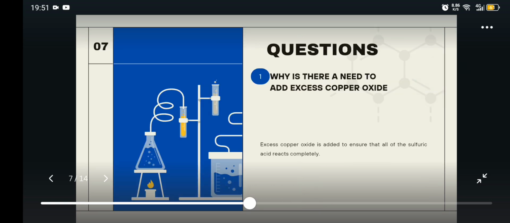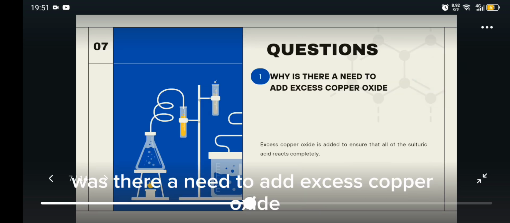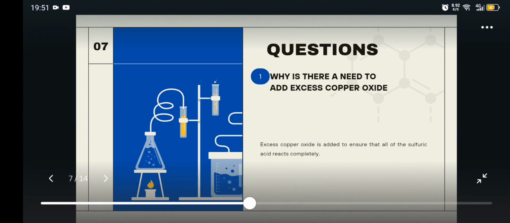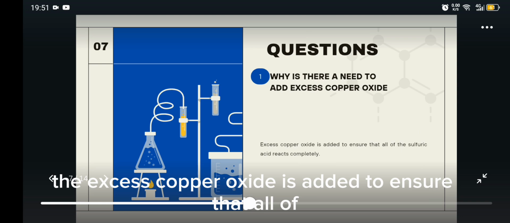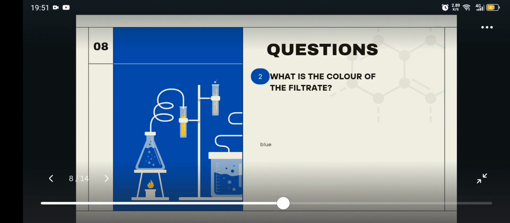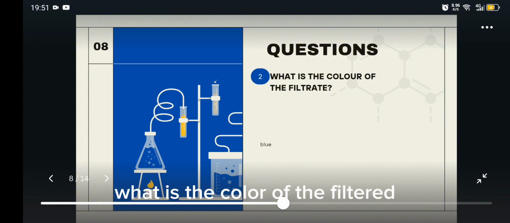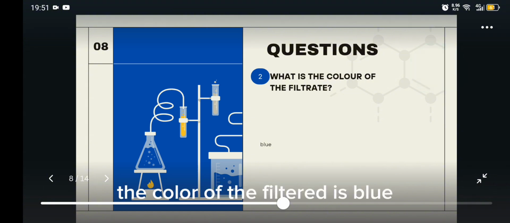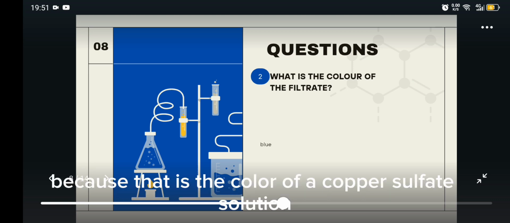Questions. The first question is, was there a need to add excess copper oxide? We add excess copper oxide to ensure that all of the sulfuric acid reacts completely. The second question is, what is the color of the filtrate? The color of the filtrate is blue because that is the color of a copper sulfate solution.